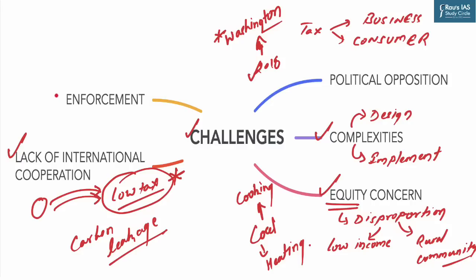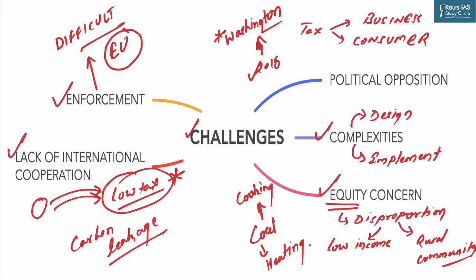Now lastly, a challenge lies in the enforcement. Enforcement of a carbon pricing system can be difficult, especially in industries that are not easily regulated. Without proper enforcement mechanisms, carbon pricing may not effectively reduce emissions. In the European Union, there have been concerns about the effectiveness of the carbon pricing system in reducing emissions.